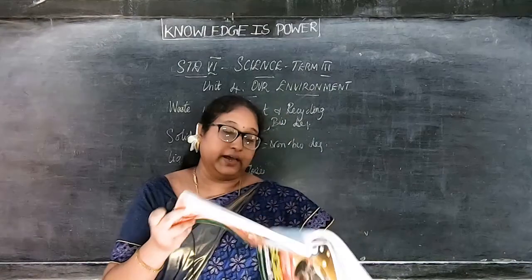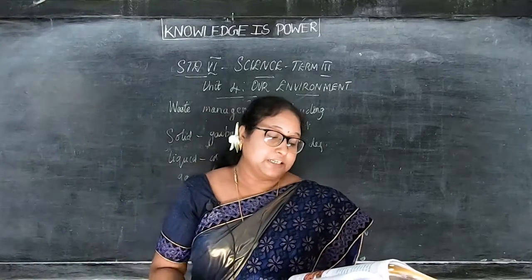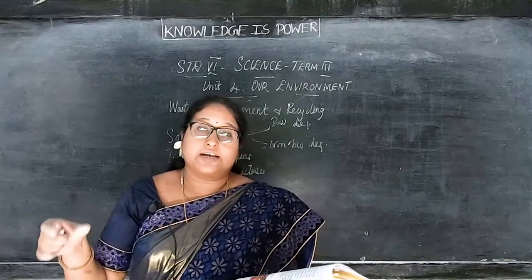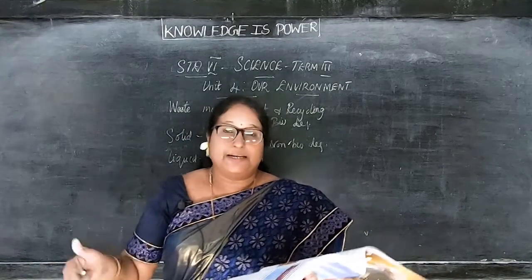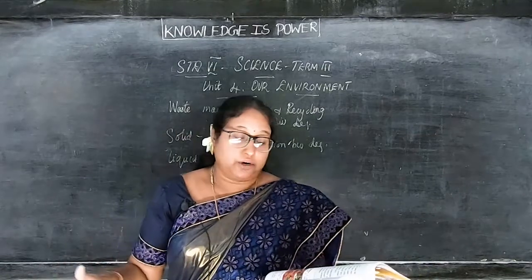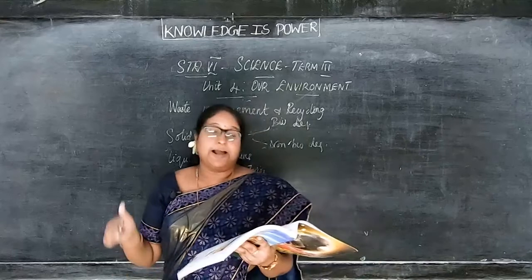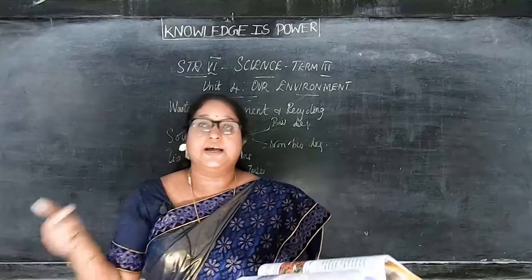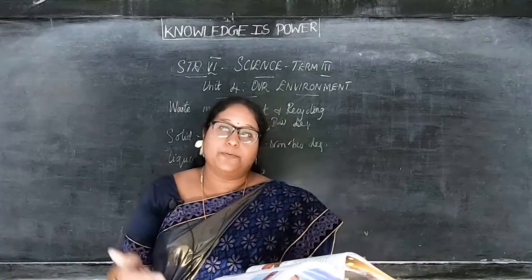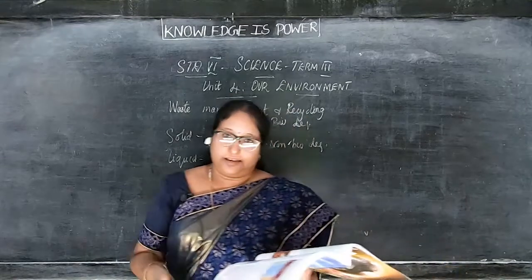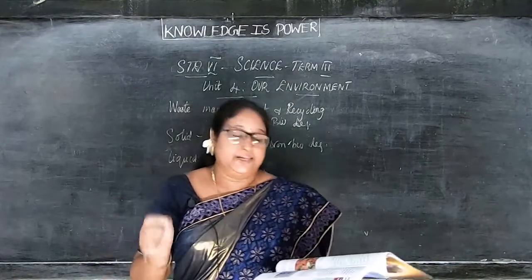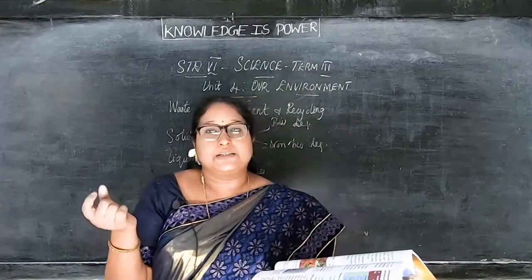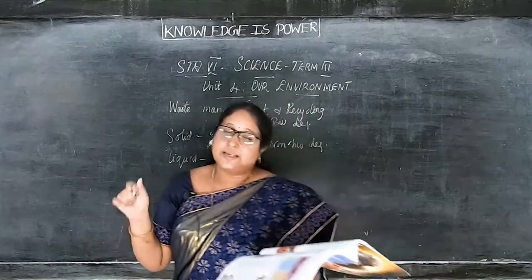Then non-biodegradable, those materials which cannot be broken. Biodegradable, I said, is broken down by microorganisms like bacteria and fungi. But non-biodegradable cannot be broken down or decomposed into the soil by microorganisms and by the natural agents, like water and oxygen. This is called non-biodegradable. These substances consist of plastic materials, metal scraps, aluminium cans and bottles.